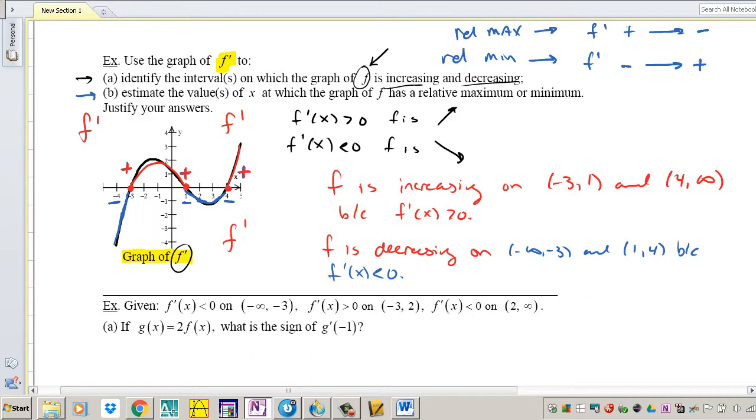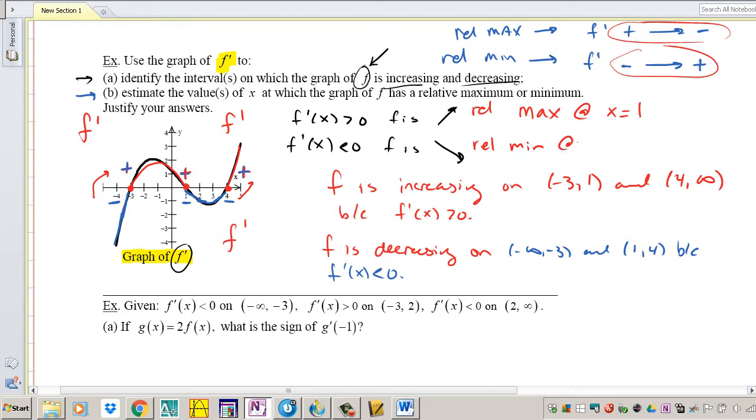So, if I want to find max, max occurs from positive to negative, so I'm going to go from here to here. We read the graph from left to right. It went from negative to positive, that's not a max. And then positive to negative, that is a max. So for letter B, relative max at x is equal to 1. And let's go ahead and do the minimums. Minimums means from negative to positive. So from negative to positive, here's one. And from negative to positive, here's another. So I have 2 relative minimums. Relative min at x is equal to negative 3 and 4.